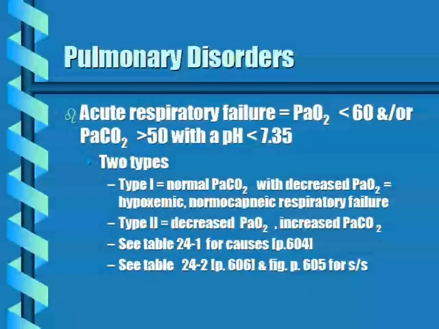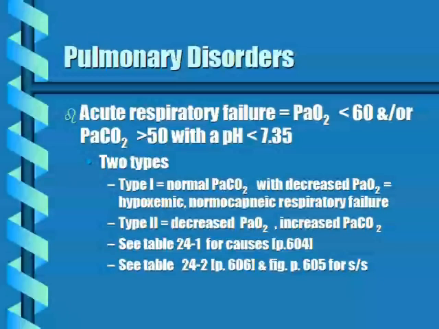There's a table on page 604 for the causes, and another table on 606 and a figure on 605 for the signs and the symptoms. There's a concept map that puts all the pieces together on page 603. The more organs you have fail, the more mortality there is. So it can go, if it's just the lung, from 22% to where it involves more than one organ system to 75%.